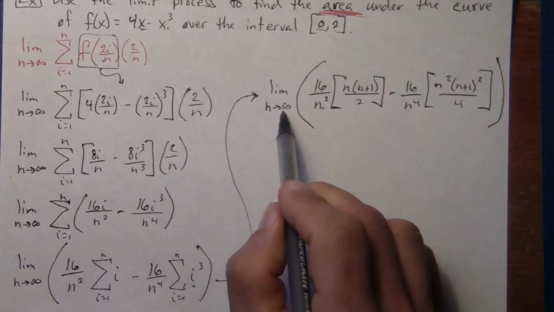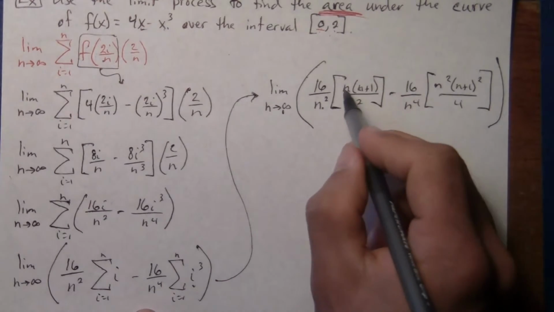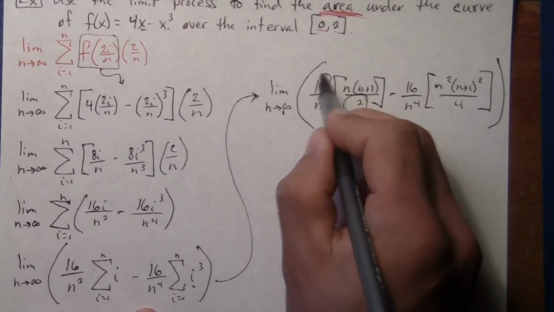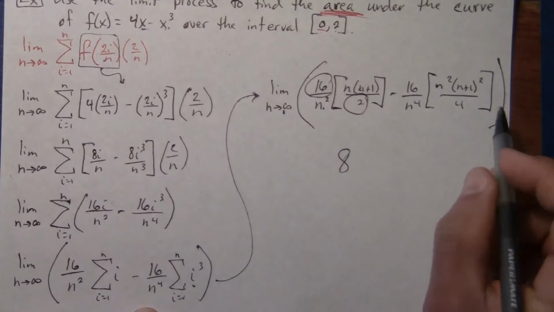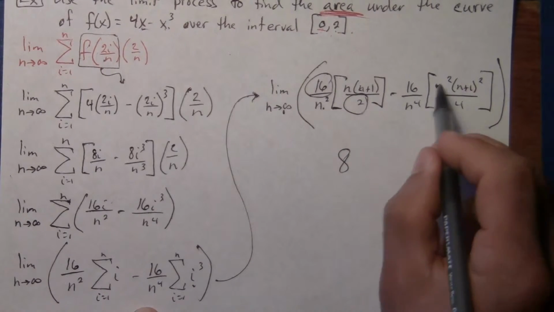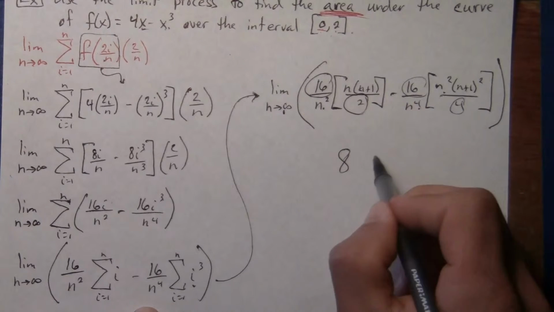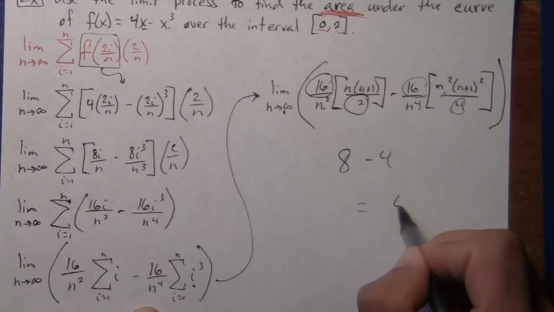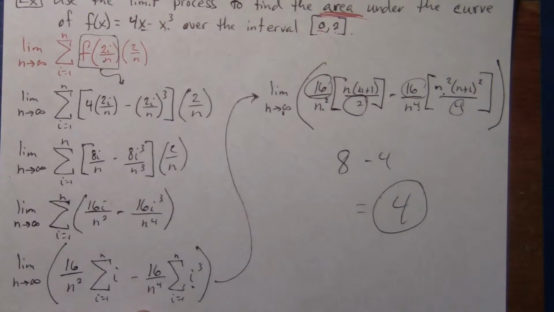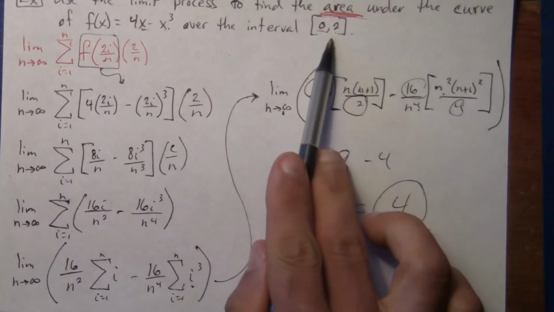And now I'm trying to find the limit as n approaches infinity, so I know this is going to give me n squared, so really I'm just dividing the leading coefficients to get 8. That's going to give me n to the fourth if I multiplied it out, n to the fourth, divide the leading coefficients. My answer for this one is going to be 4. That would be the area under that curve in that interval.